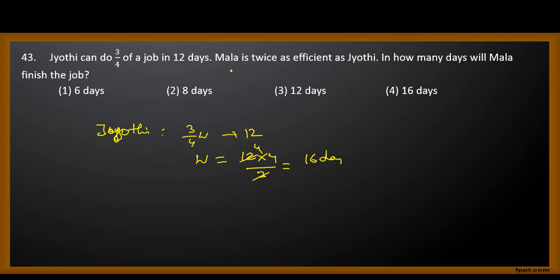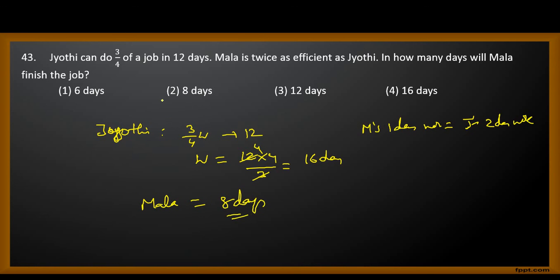Now listen carefully. Mala is twice as efficient as Jyoti. It means if Jyoti does 1 unit per day, then Mala will do 2 units per day. It means whatever work Jyoti will do in 1 day, Mala will do in half a day. Or else you can say that whatever work Mala does in 1 day, Jyoti will do in 2 days. Mala's 1 day work is equivalent to Jyoti's 2 days work. Is it clear? Now if Jyoti takes 16 days, then Mala will take how much time? Half of the time, which is 8 days.